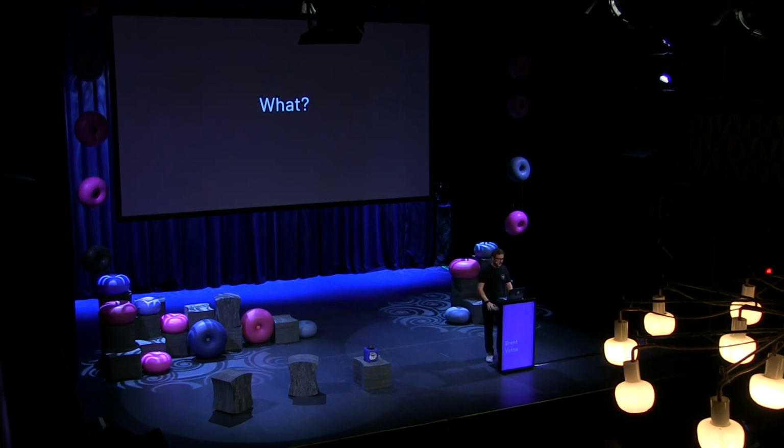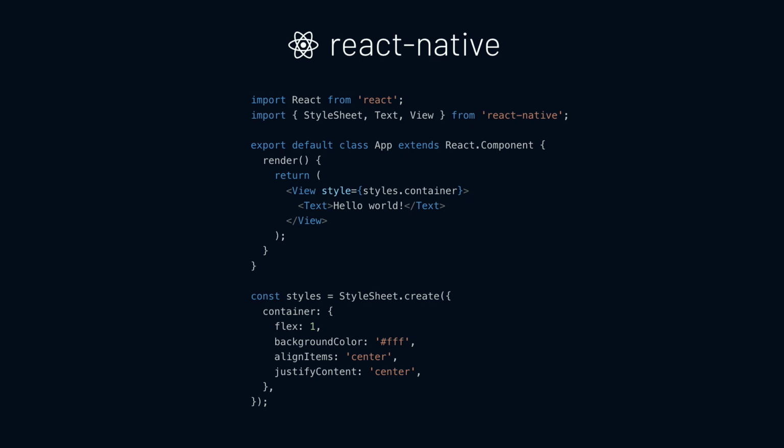But first, let's just talk about what React Native even is, because there's probably a decent number of people here who just have no idea. So with React Native, you can make apps for iOS, Android, Windows, other things as well. Web is another possible target. The Twitter mobile website is made with React Native Web.